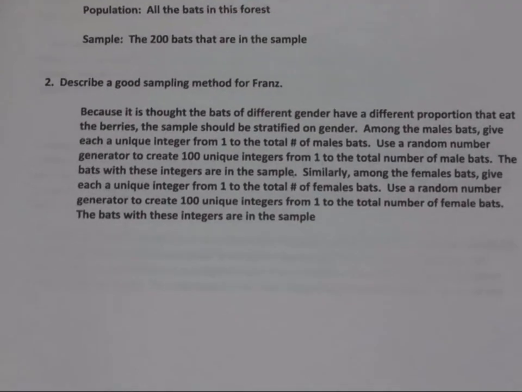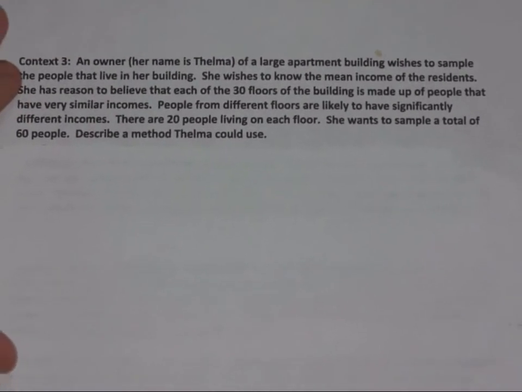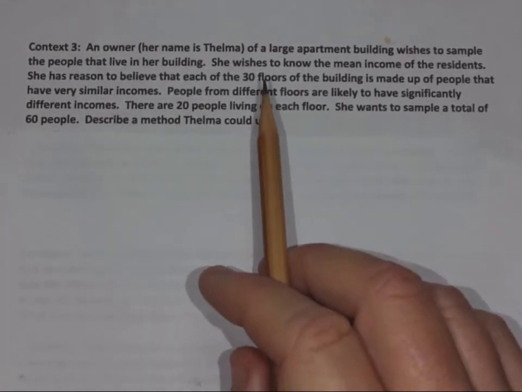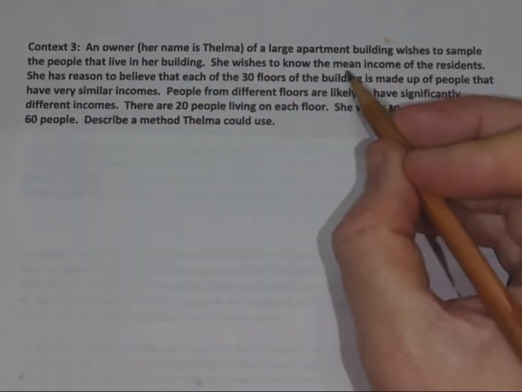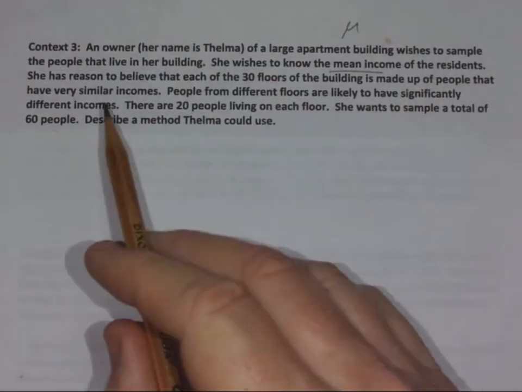All right. Now, context 3, which is also a stratified situation. An owner, her name is Thelma, of a large apartment building, wishes to sample the people that live in the building. She wishes to know the mean. So we're estimating a mu, a population mean, the mean income of the residents.